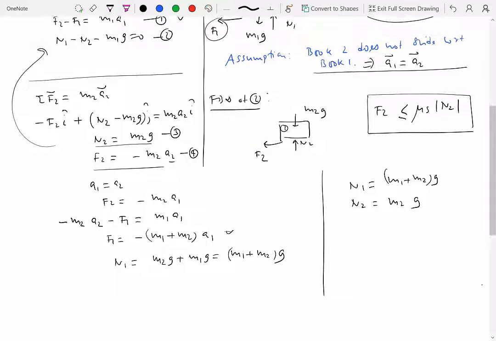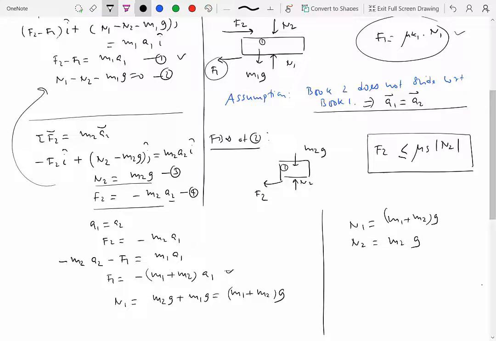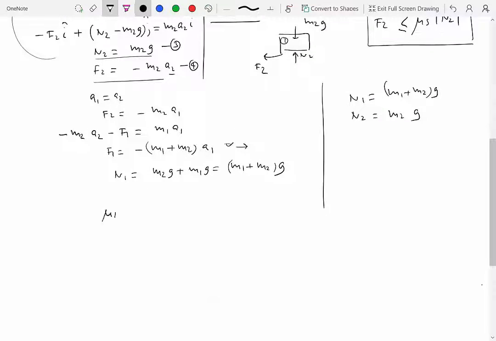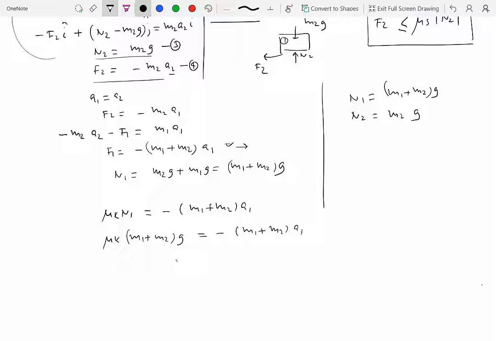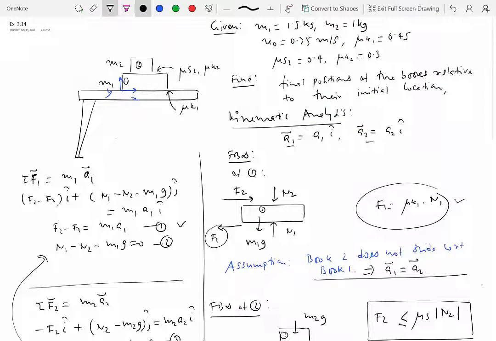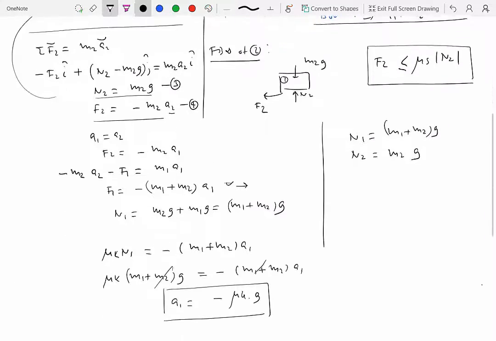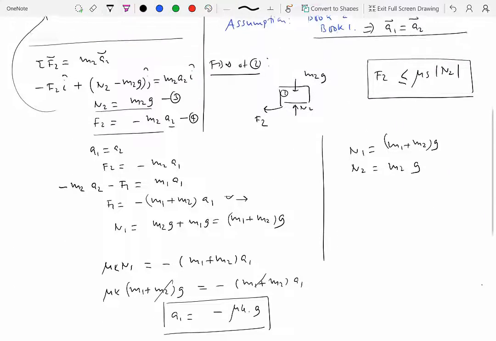Okay, so let's substitute mu K1 N1 for F1 in here. If we do that, what do we get? Mu K N1 equal to minus M1 plus M2 A1, and N1 is M1 plus M2 G, equal to minus M1 plus M2 A1. So that gives us A1 equal to minus mu K times G, as this cancels. The negative sign essentially indicates that it's actually a deceleration, because we have assumed the right hand side direction to be positive. This is positive x direction. So this is telling us that acceleration A1 is actually a negative quantity, right?